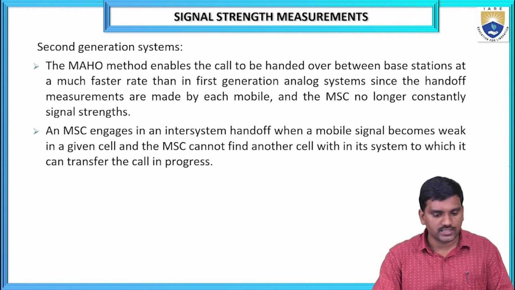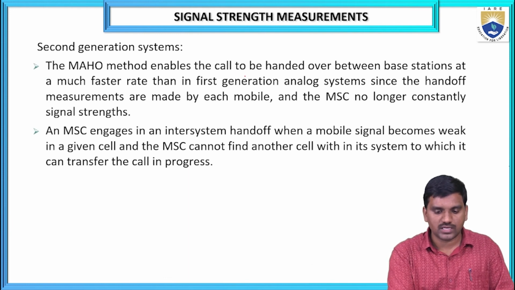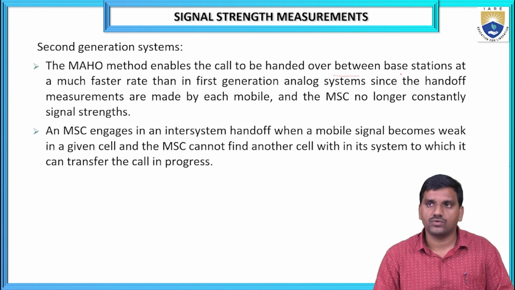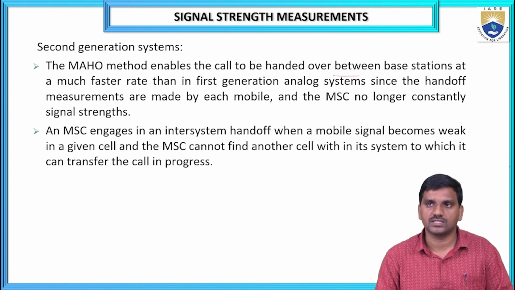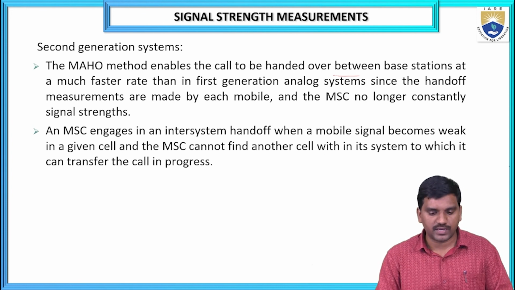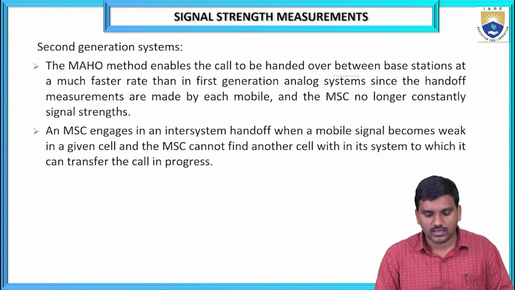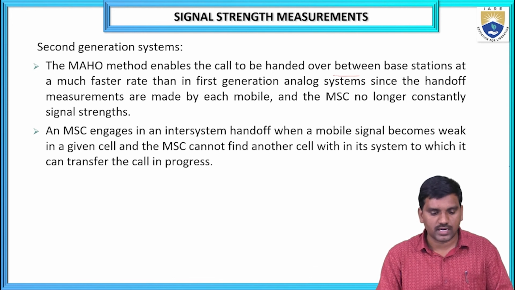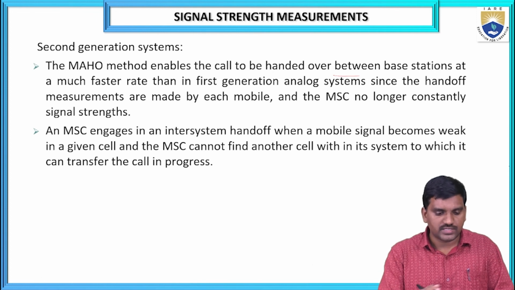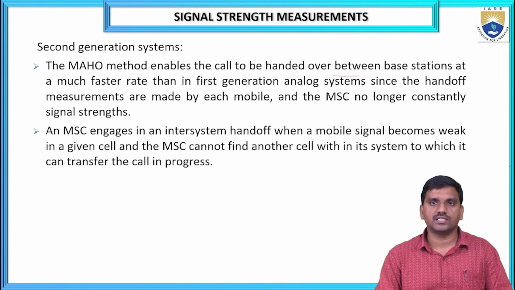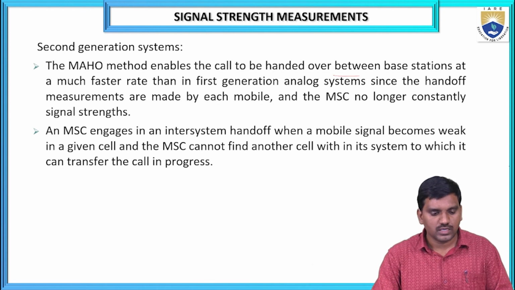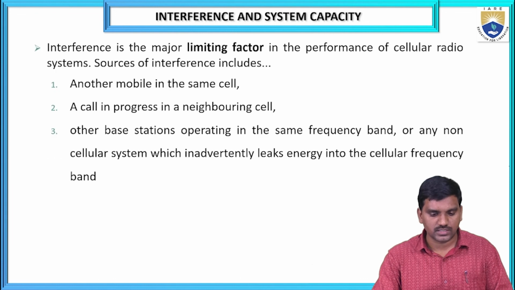Next one, second generation system. MAHO methods enable the call to be handed over between the base stations at a much faster rate than the first generation analog system, since the handoff measurements are made by each mobile, and the mobile switching center no longer constantly monitors signal strength. The MSC engages in an inter-system handoff when a mobile signal becomes weak in a given cell and the MSC cannot find another cell within the system. So this is about the second generation system.